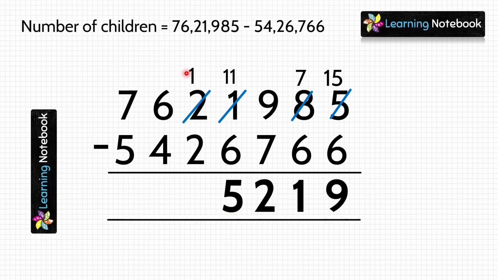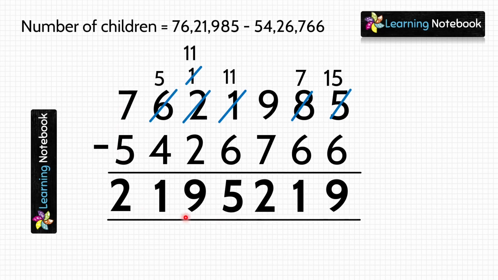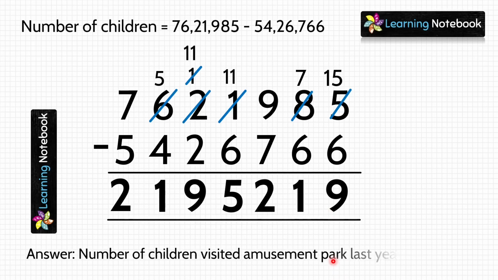Next, here 1 is weaker than 2. So 1 takes help of 6. So 6 becomes 5 and 1 becomes 11. And 11 minus 2 equals to 9. Next, 5 minus 4 equals to 1. And lastly, 7 minus 5 equals to 2. So this is our answer. 2195219. Let's write the answer statement.